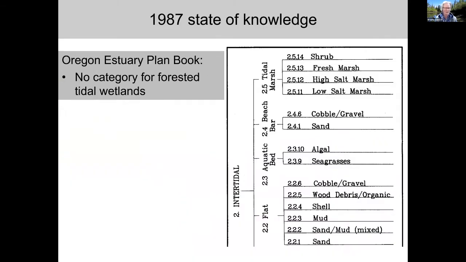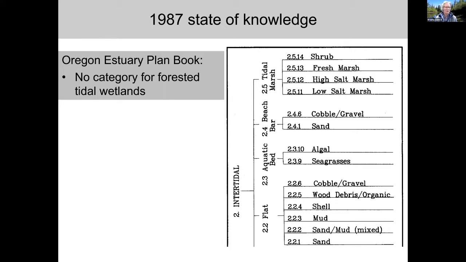In fact, the Oregon Estuary Plan Book, published in 1987, had a classification system for tidal wetlands, but it didn't include forested tidal wetlands because they were not understood to be part of the system yet, or they were considered so rare or unknown that they really weren't accounted for at all.